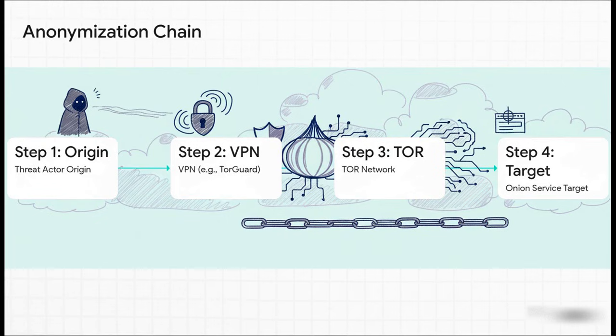And this is where it gets more complex. What we're illustrating here is the concept of chaining. Adversaries almost never rely on just one tool. A very common pattern is to layer a commercial VPN on top of the TOR network. This adds yet another layer of obfuscation, and believe me, it makes attribution significantly more difficult for us.